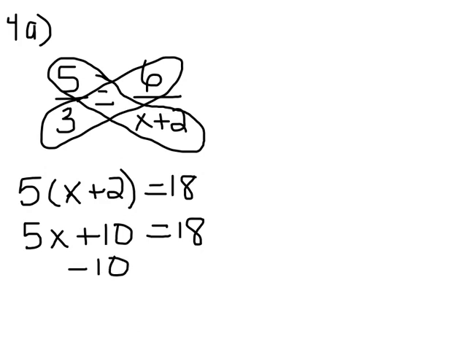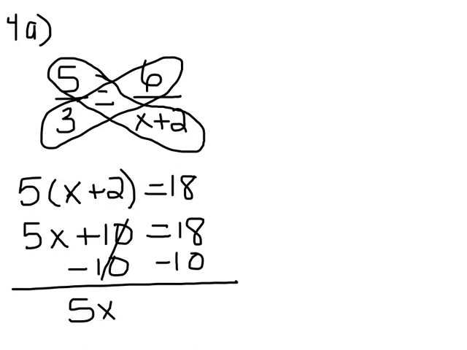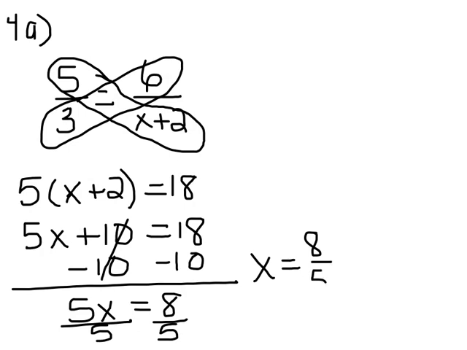We'll subtract 10 on both sides to get 5x equals 8, and now we'll divide by 5. Remember that when you get a fraction, all you have to do is reduce, and 8 over 5 is reduced, so our answer is that x equals 8 over 5.